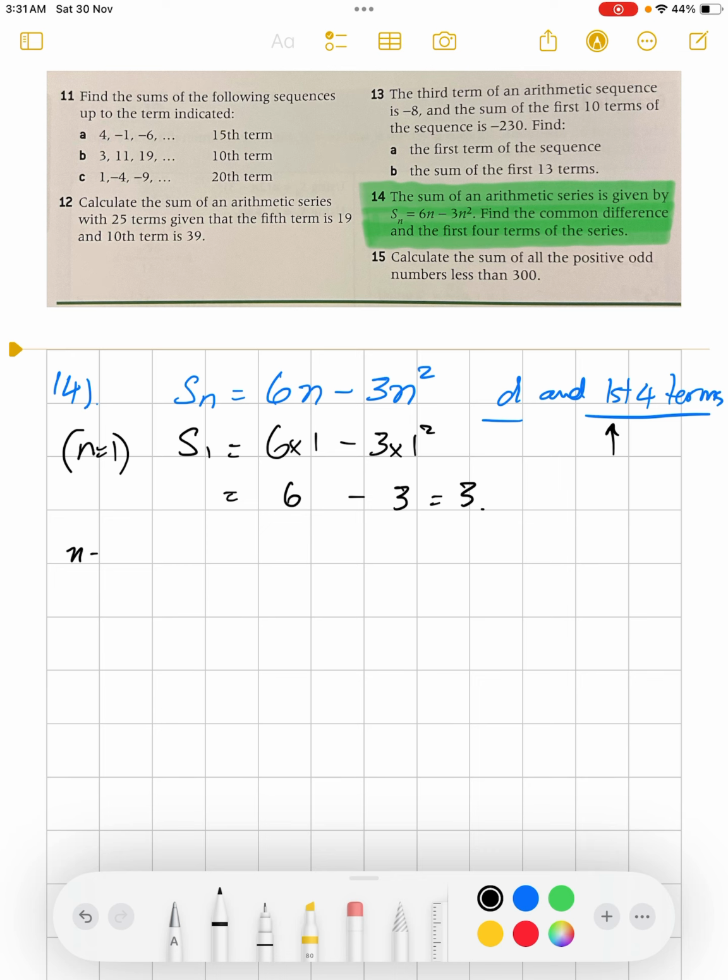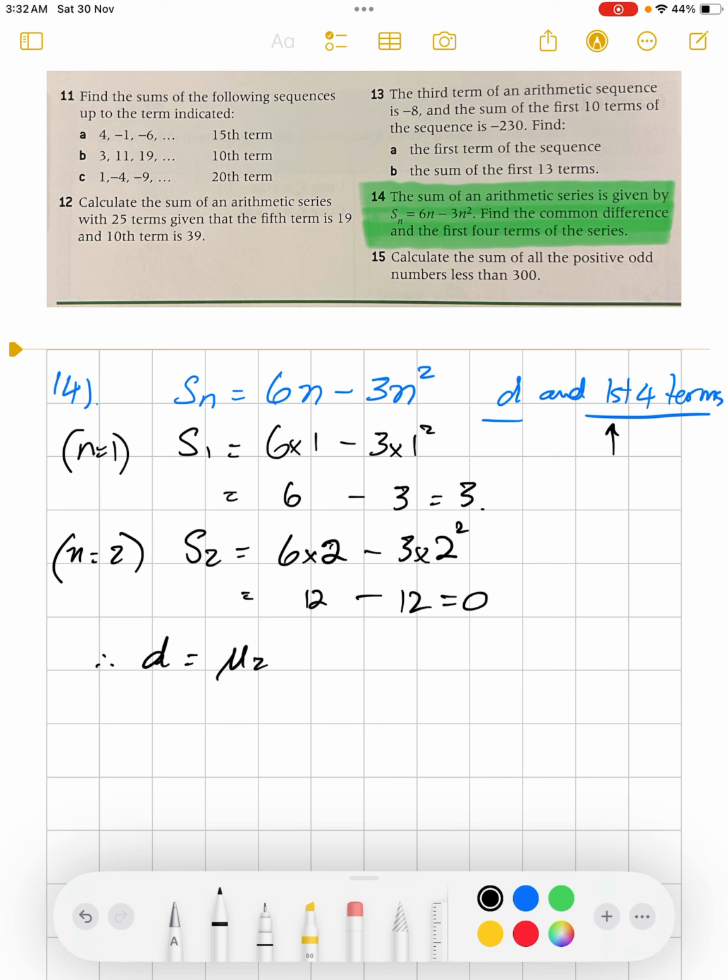And let's find the second term. If we know the second term, we can get the common difference. So 6 times 2 minus 3 times 2 squared, and that's 12, minus 3 fours are 12, and we get 0. Well, therefore, D is in fact the difference between the second term. No, this is the sum. All right, okay, this is not the second term. This is the sum of the second term.